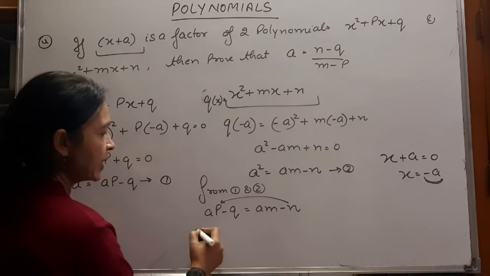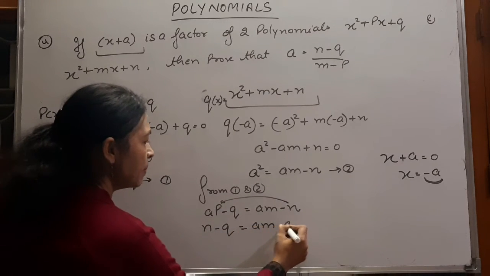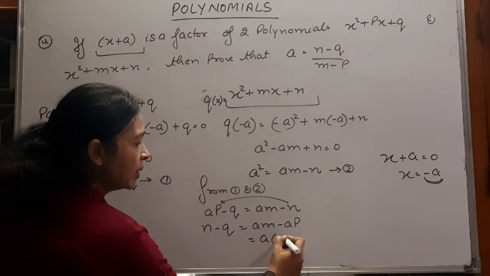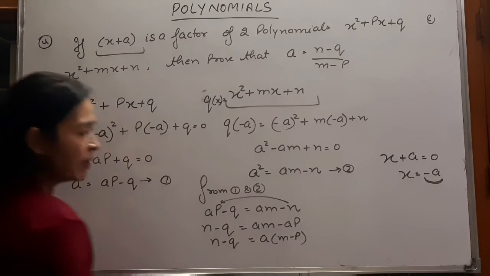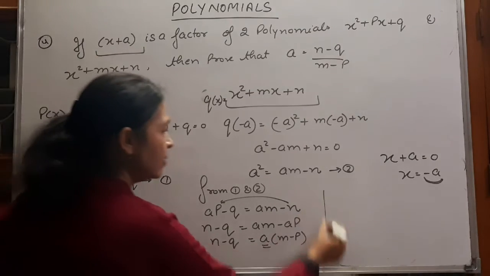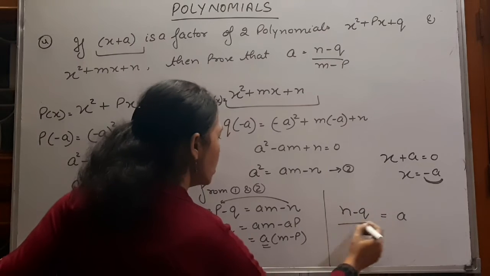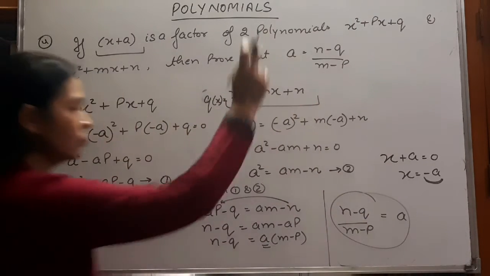Taking n on the left hand side, n minus q equals am minus ap on the right hand side. Take a as common, m minus p. Here we have n minus q. We have to find the value of a. Take m minus p on the left hand side. What do we get? A equals n minus q upon m minus p. This we have to prove.